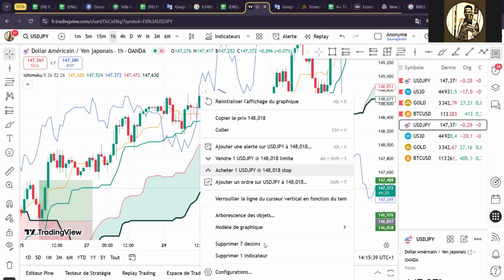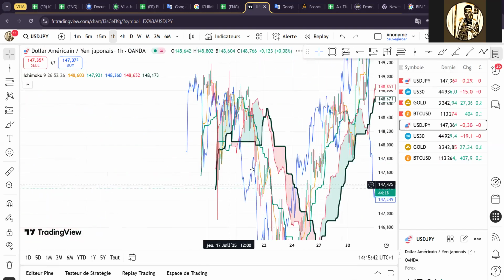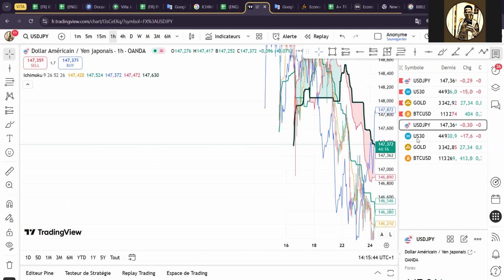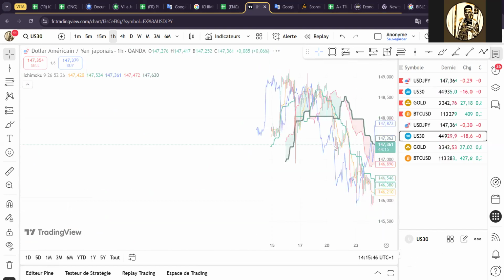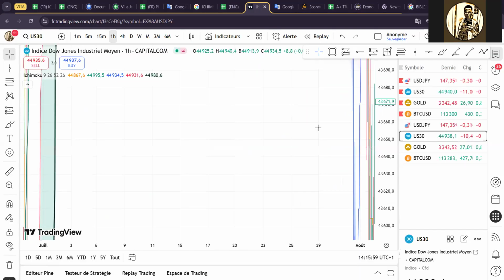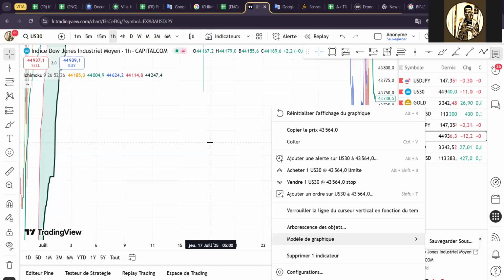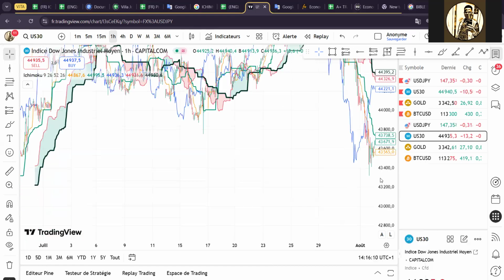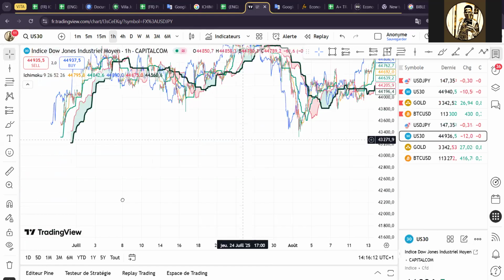So we have two types of correction. First of all, let me go on the Dow Jones. You have this correction that is just above the cloud, like the TK cross stays above the cloud. The entry will be on inverted Kijun, and the stop loss will be at the V stop. We stay in the 1 hour time frame.